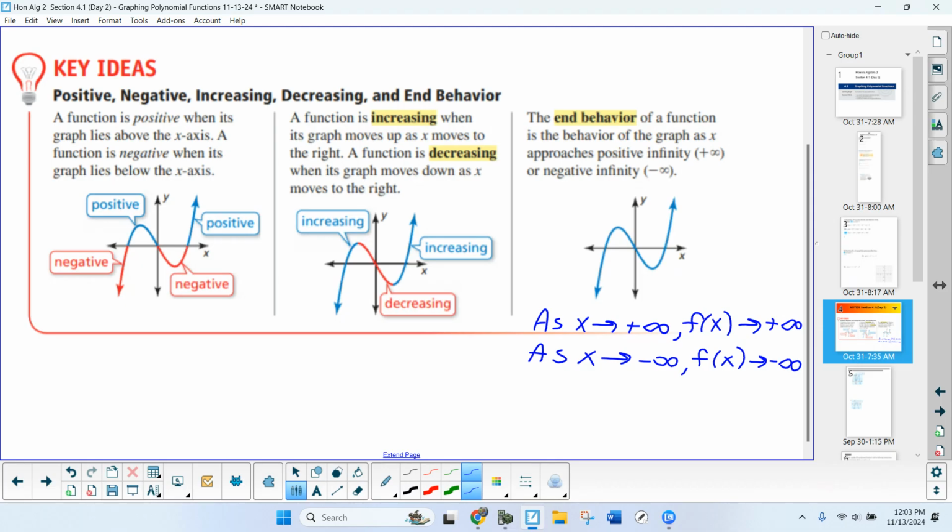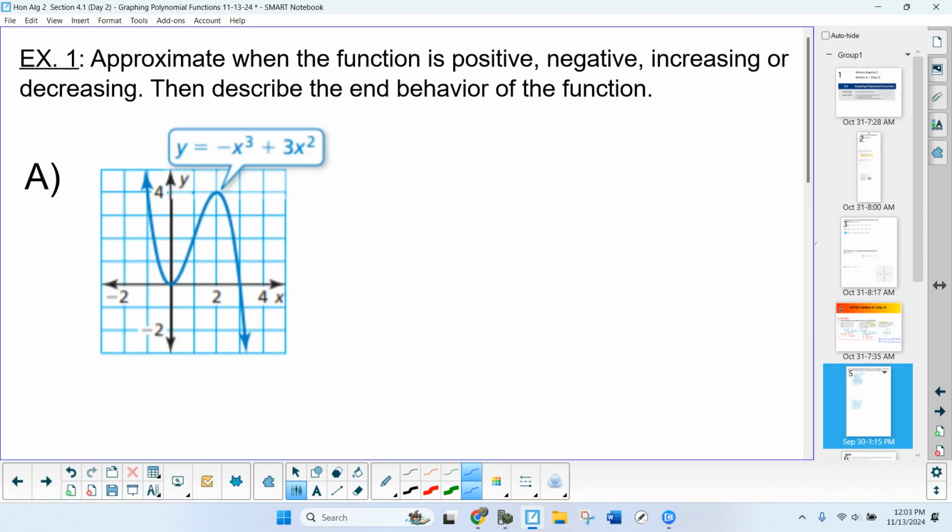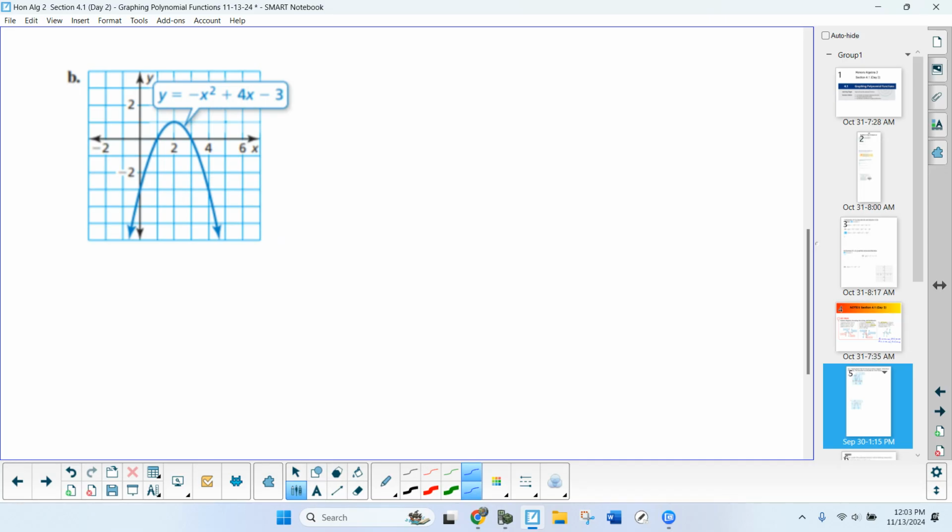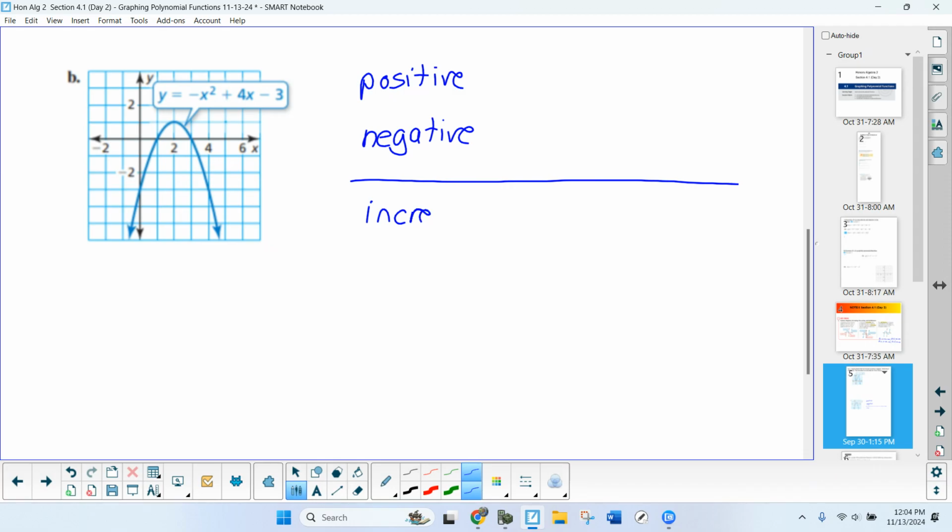So as we look at our first example, again, this is not why I had you guys use your highlighters. I'm actually going to do B before I do A. You are going to answer for me: when is this graph positive? Where is this graph negative? Where is it increasing? Where is it decreasing? And what is the end behavior? Okay? So let's talk positive and negative.